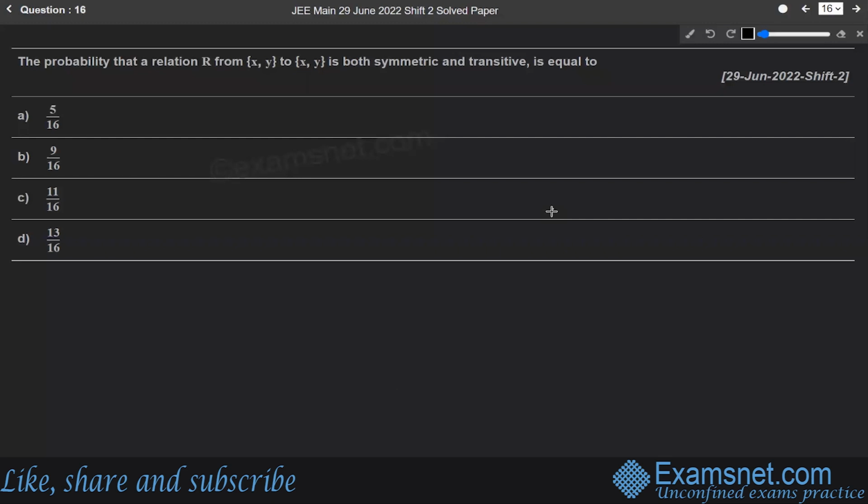Next question is: the probability that a relation R from {x, y} to {x, y} is both symmetric and transitive is equal to. In this question, we have to find the probability for a relation R that goes from this set to this set. And we have to identify it in such a way that both should be symmetric and transitive. Okay. So let us consider this as set A and let us consider this as set B. So we have set A is {x, y} and set B is {x, y}.